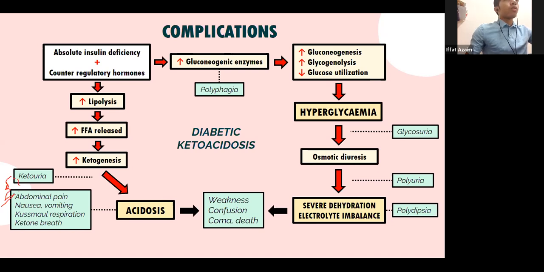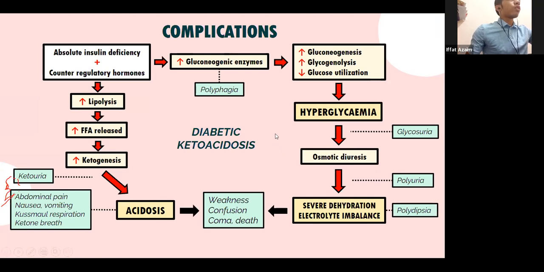So there will be less water in our body, and this will lead to severe dehydration, also electrolyte imbalance. And our body will try to compensate through the feeling of thirst, in order to compensate the fluid loss. This is for the diabetic one, hyperglycemia. But what about the ketoacidosis?